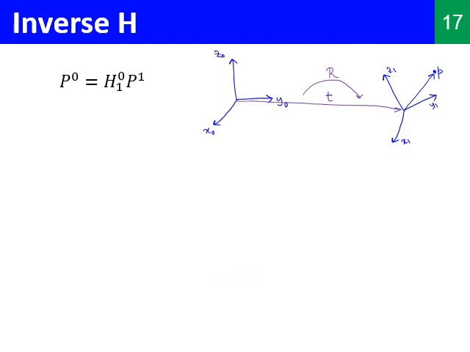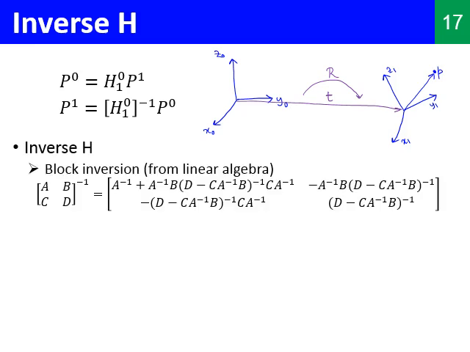How about the inverse of a homogeneous transformation matrix? Using H01, if we can transform a point from frame 1 to frame 0, then using its inverse, we should be able to transform a point in frame 0 to frame 1, right? Let's try to invert the homogeneous transformation matrix. We can use some results from linear algebra where the inverse of a block matrix is given as follows. So shall we use this to find the inverse of H?